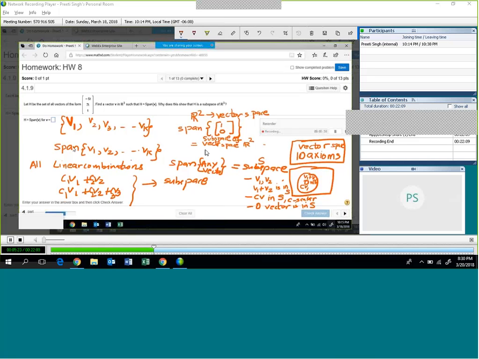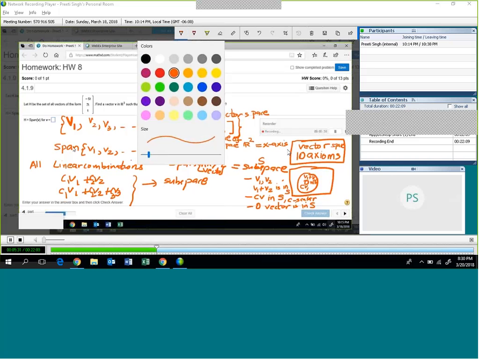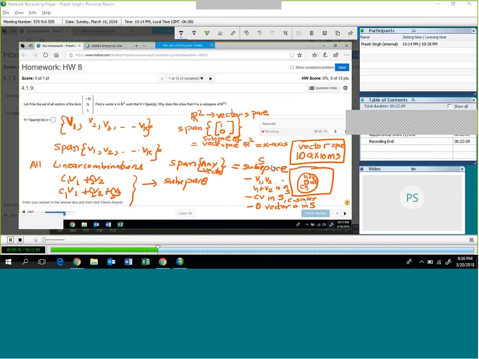Clearly, when I write the span, it is a subspace. But what kind of subspace is this? That's my x-axis right here. So you add two vectors, you're back on the x-axis. You take scalar multiples, you're back on the x-axis, and also the zero vector is on the x-axis, right? (0, 0), the origin, is on the x-axis.